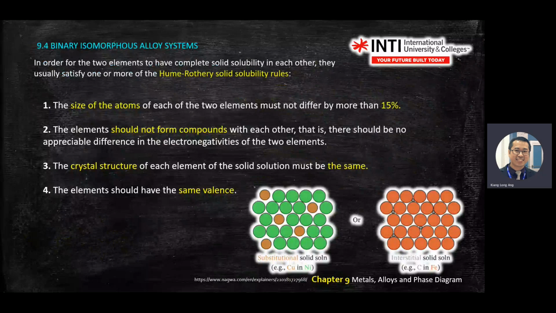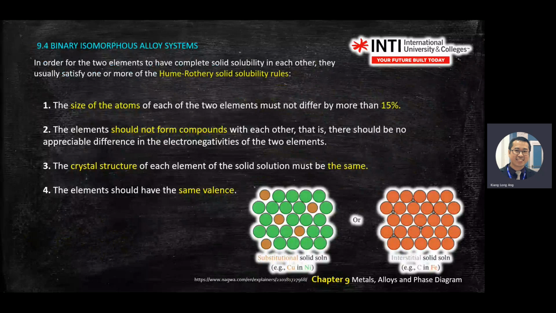The third one: crystal structures must be the same. Crystal structure means the box, right? The cube that you draw. The crystal structure must be the same, because if not, it's like you are doing Lego. If it's not able to fit inside the space, because you have a hole, a defect, then you must slot inside, like doing Lego. So if the crystal structure is not the same, it's very hard to put inside there, right?